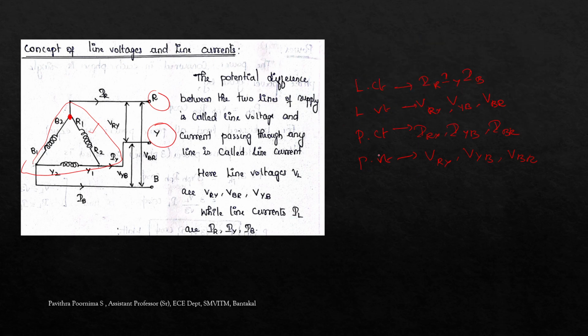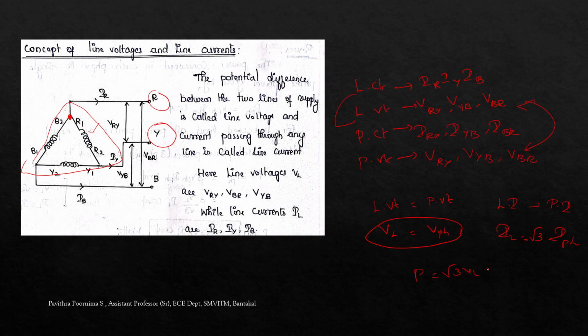So what is the relation now between the line and phase? If we see the line voltage and phase voltage, both are the same. We can conclude line voltage equals phase voltage. VL equal to V phase. Next we have to find the relation between line current and phase current. Line current is IL, phase current is I phase, and the relation is IL equal to root 3 into I phase.